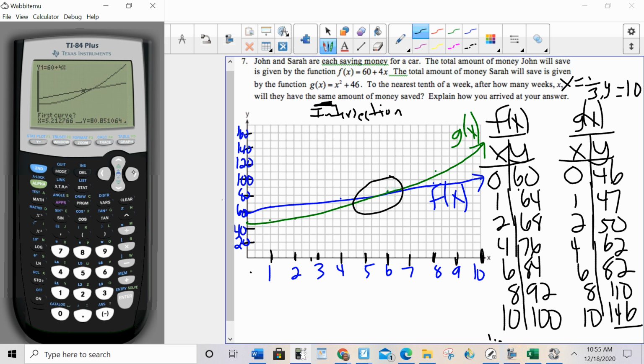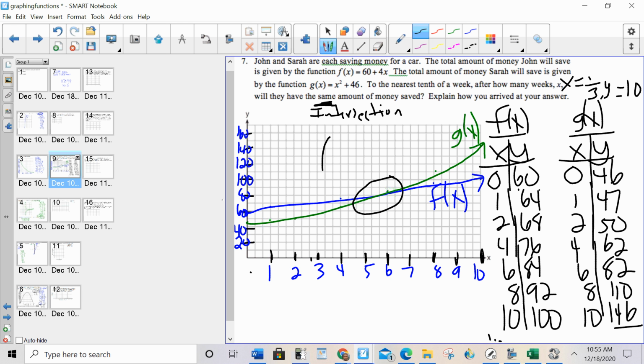So I go to the point, I hit enter, enter, enter. So to the nearest tenth, I'm looking at 6.2, 85.0. To the nearest tenth of a week, after how many weeks x will they have the same amount of money saved? So it's asking for x. So the answer would be 6.2 weeks.